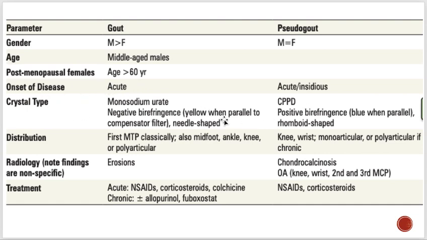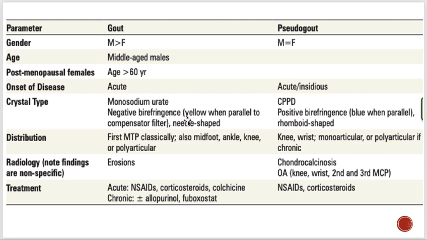And both of them are differentiated by how they look, like their shape. Monosodium urate crystals are needle shaped, whereas calcium pyrophosphate crystals are rhomboid shaped. And this one, which is written here, is the birefringence property.